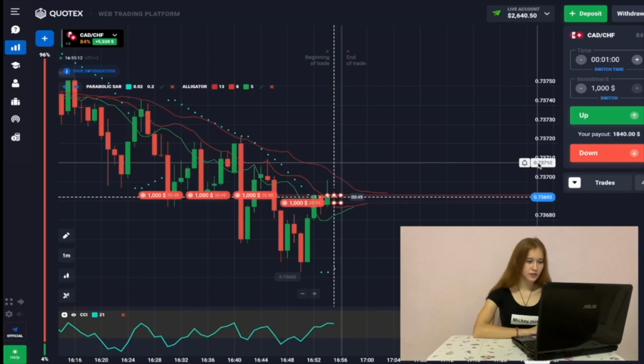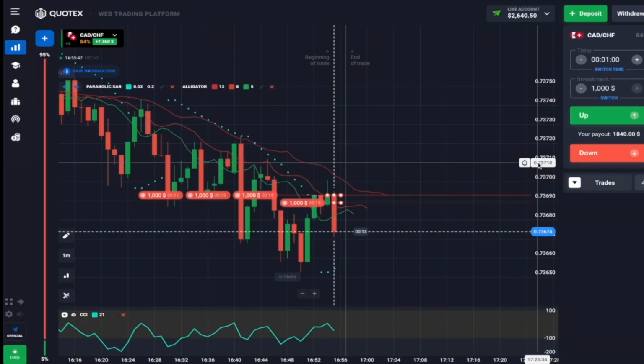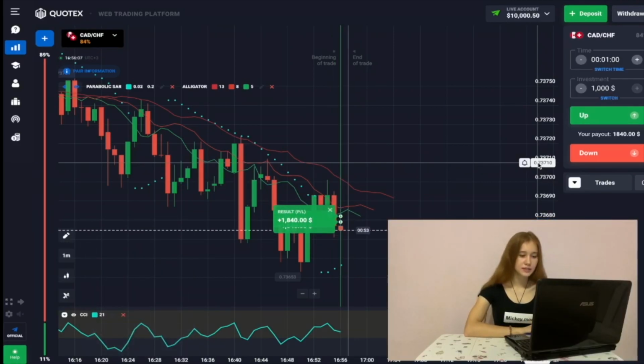Now the moving average lines of the alligator are on the price, but we were waiting for the red candle to appear and give us a reversal trend, so we will wait for the completion of our deal. We successfully completed our open deals according to our strategy, confidently closing everything with a plus.